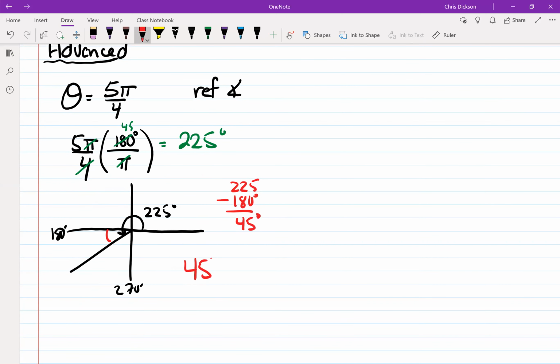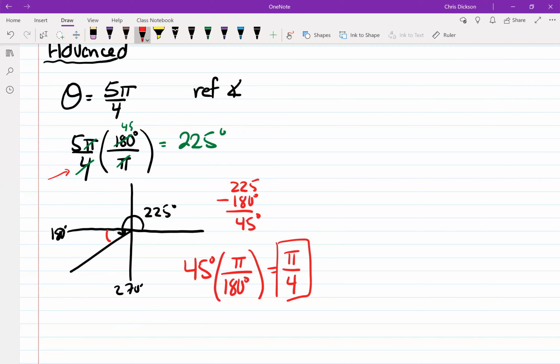So let's take 45 degrees and convert that back into radians for the reference angle. So I'll put 180 down here and pi up here. Okay. Now, we noticed that over in this question, 4 went into 180 45 times. So 45 must go into 180 4 times. So this would be pi over 4. So we would say the reference angle is pi over 4.